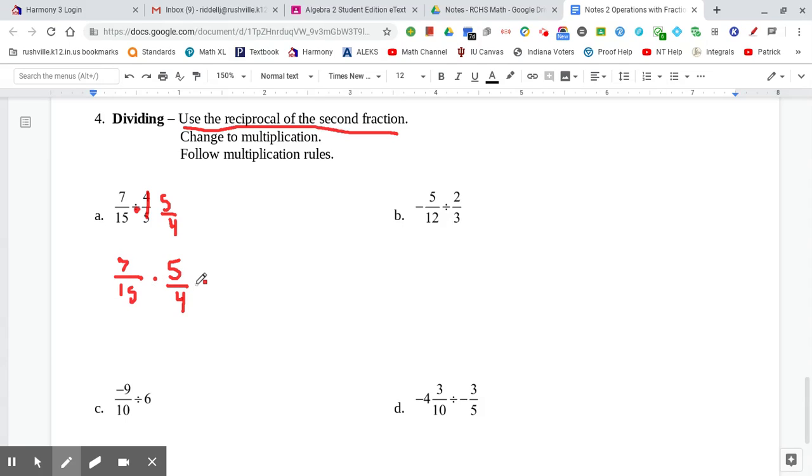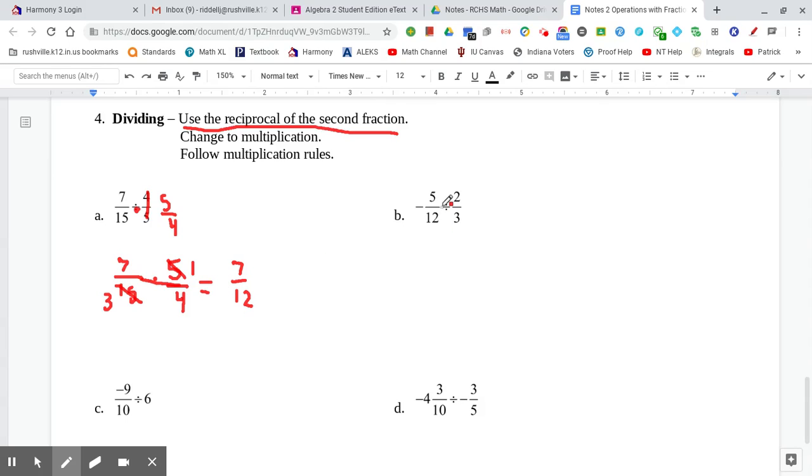We have a positive times a positive, so I know my answer is going to be positive. I look to extend my fraction bar. 7 over 15 can't reduce, 5 over 4 can't reduce, but 5 over 15 can reduce. They are both divisible by 5. So 15 divided by 5 is 3, and 5 divided by 5 is 1. Now we multiply the numerators, so 7 times 1 is 7, and we multiply the denominators. 3 times 4 gives us 12. Look to simplify any further. We can't, so the final answer would be 7 over 12.